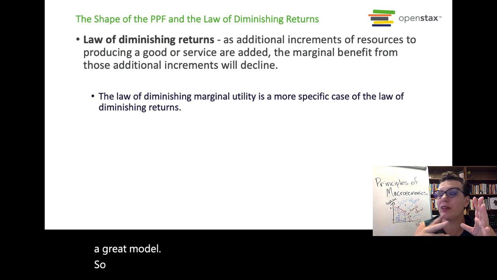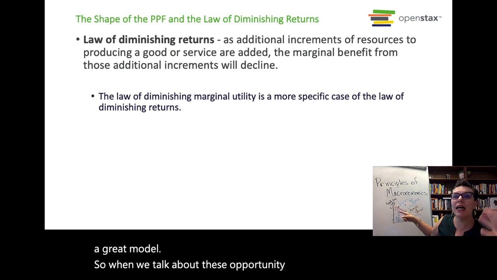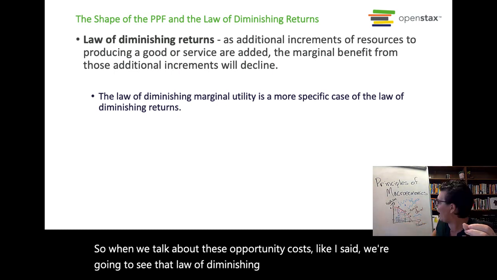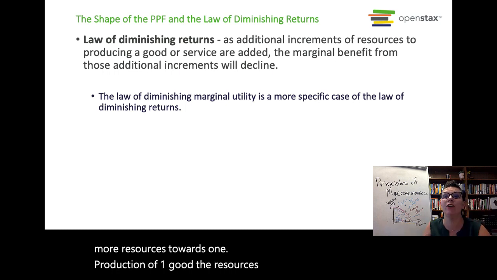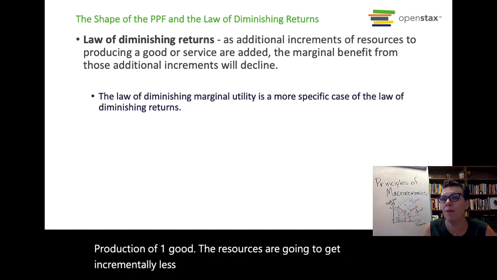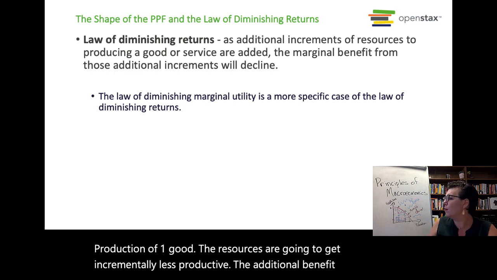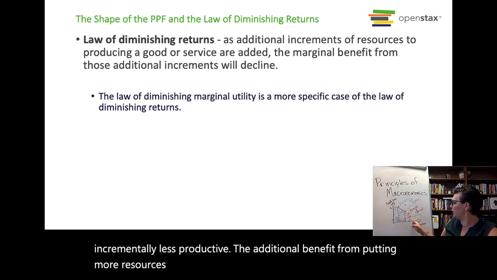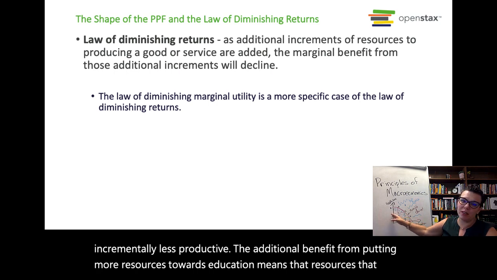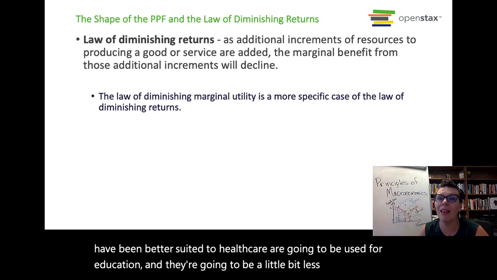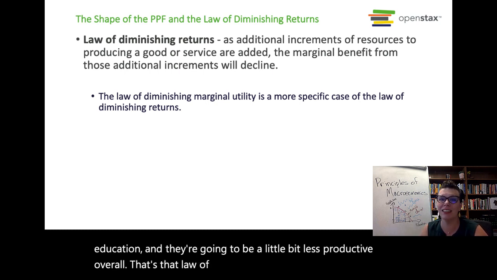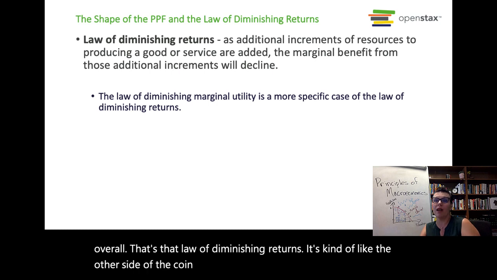So when we talk about these opportunity costs, like I said, we're going to see that law of diminishing returns as we put more and more resources towards the production of one good. The resources are going to get incrementally less productive. The additional benefit from putting more resources towards education means that resources that would have been better suited to healthcare are going to be used for education, and they're going to be a little bit less productive overall. That's that law of diminishing returns. It's kind of like the other side of the coin of diminishing marginal utility, right? It's the same basic idea.